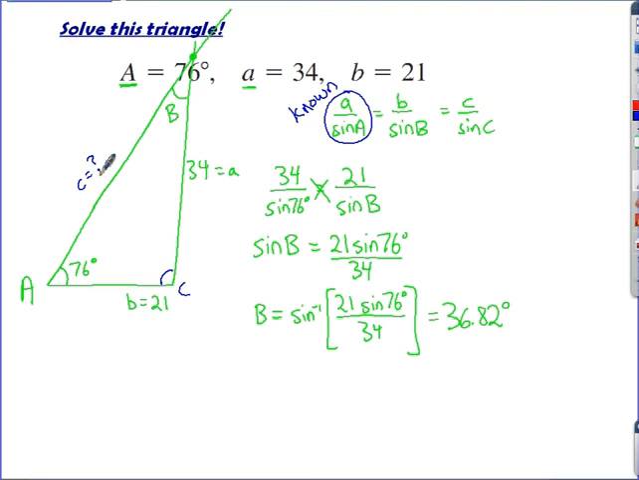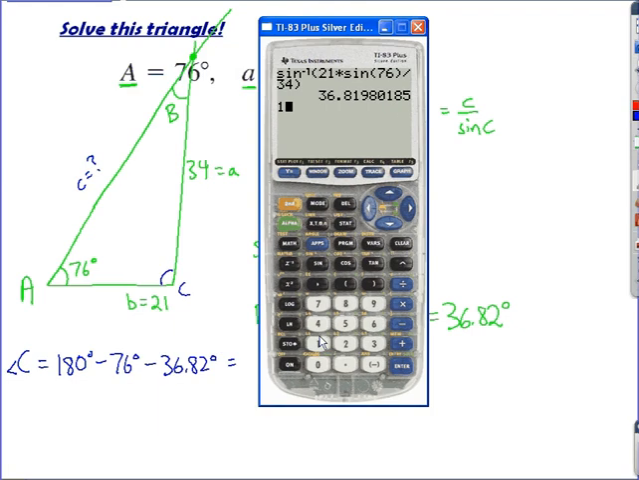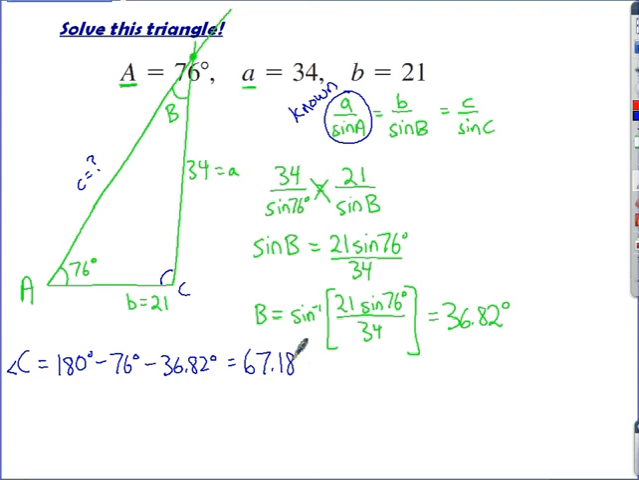But angle C should be pretty easy because we already know angle B and we know angle A. So together they make up 180 degrees minus angle C. So if we subtract 76, that's angle A, and we subtract B, which is 36.82 degrees, then we should get angle C. Angle C equals this. Okay, let's keep all our decimal points. So we should get 180 degrees, subtract 76, and then subtract the answer we previously had there. So there it is, 67.18 degrees.